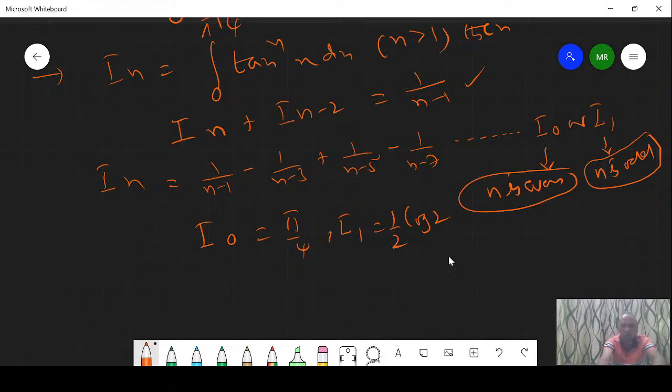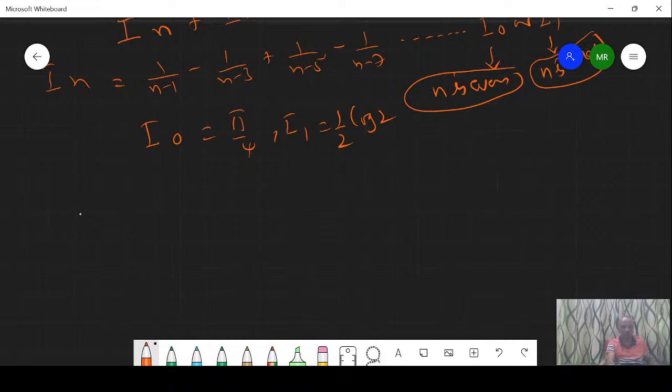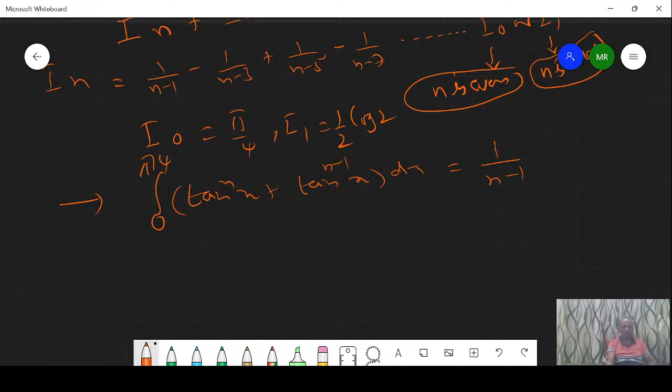Suppose sometime they may give the problem another way, a combination of this. That also you can remember. Integral 0 to pi by 4, tan power n x plus tan power n minus 2 x dx. The problem they may give like this. If they give like this, the answer is always 1 by n minus 1. They will give a difference of 2, then only it comes here. Tan power n x plus tan power n minus 2 x is always equal to 1 by n minus 1, if they give the combination.